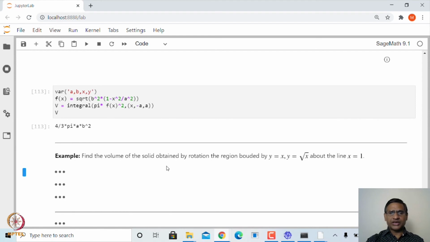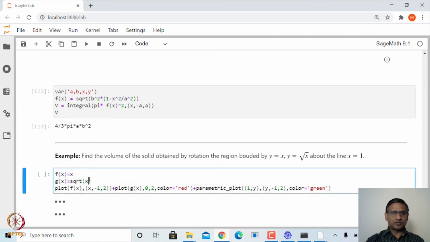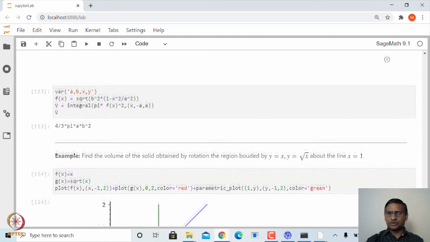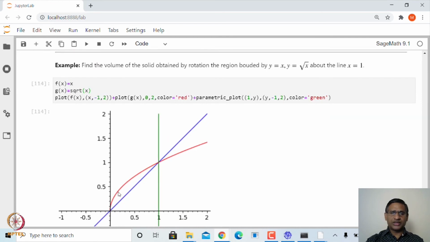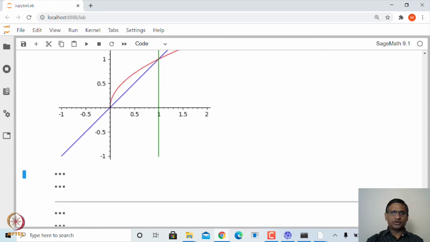Next example, let us look at, suppose we want to find the volume of the solid obtained by rotating the region between y equal to x and y equal to square root x about the line x equal to 1. So, let us first plot the region or the two curves. The red one is y equal to square root x and this blue one is the y equal to x curve, and the green vertical line is x equal to 1. So, you want to rotate this region about this green line, that is the axis of revolution in this case.